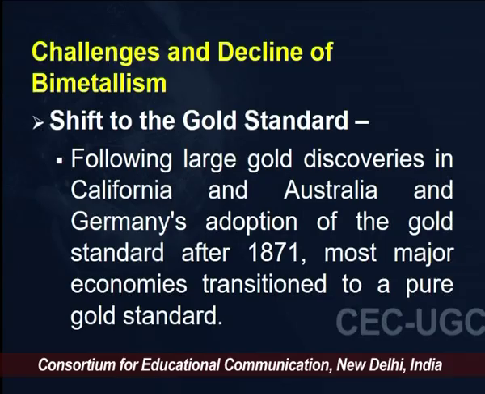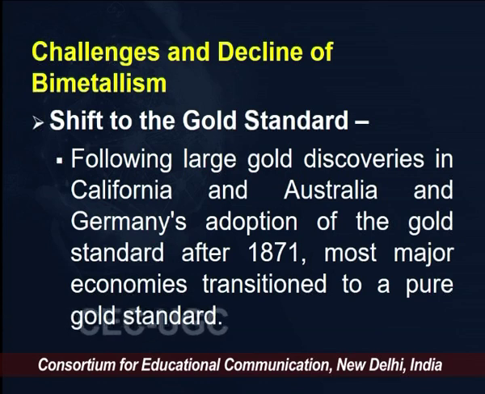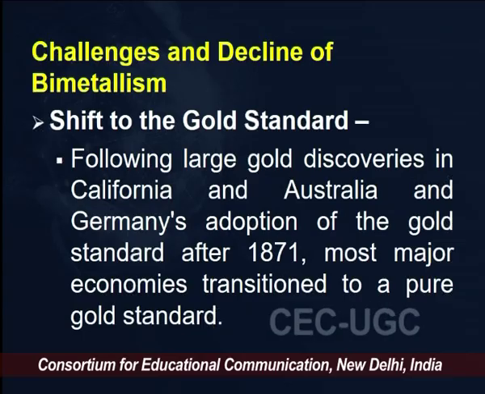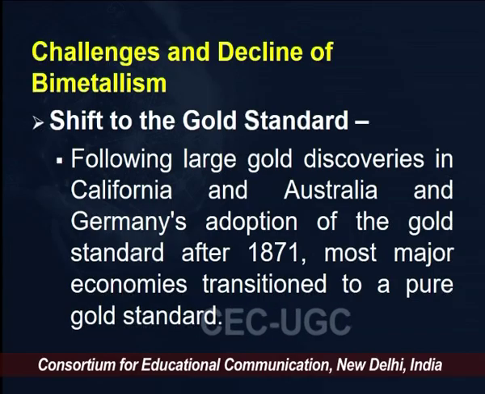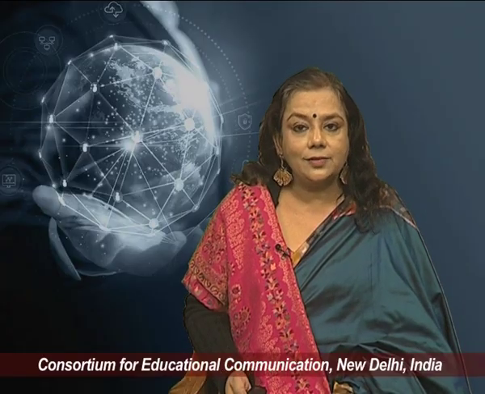Then another was the shift to the gold standard. Following large gold discoveries in California and Australia, and Germany's adoption of the gold standard in 1871, most major economies transitioned to a pure gold standard, and this led to the decline of bimetallism because everybody was moving towards the gold standard. The gold standard became the dominant international system until World War I. Today, bimetallism is primarily of historical and academic interest, as all modern global currencies are fiat money systems not tied to any physical commodity.